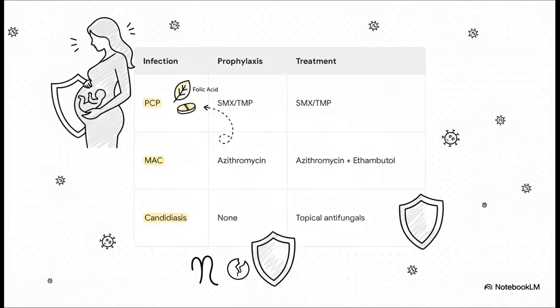And what about pregnancy? The guiding principle here is always to treat the mother effectively while minimizing any risk to the fetus. For major infections like PCP and MAC, we do have preferred agents that are considered safe. The huge takeaway for SMX/TMP is the absolute necessity of giving folic acid supplements, especially during that critical first trimester, to help prevent birth defects.